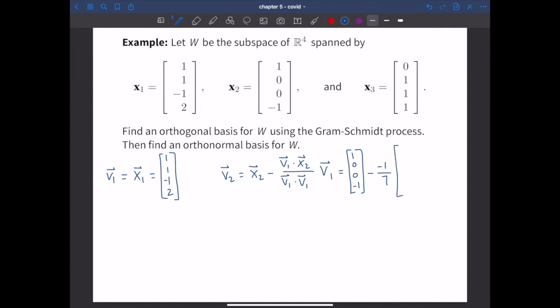And then we multiply that by v1, which is 1, 1, negative 1, and 2. And ignore the shuffling of paper, I'm just going to compute the answer in my head. I believe this ends up being 8 over 7, 1 over 7, negative 1 over 7, and negative 5 over 7.